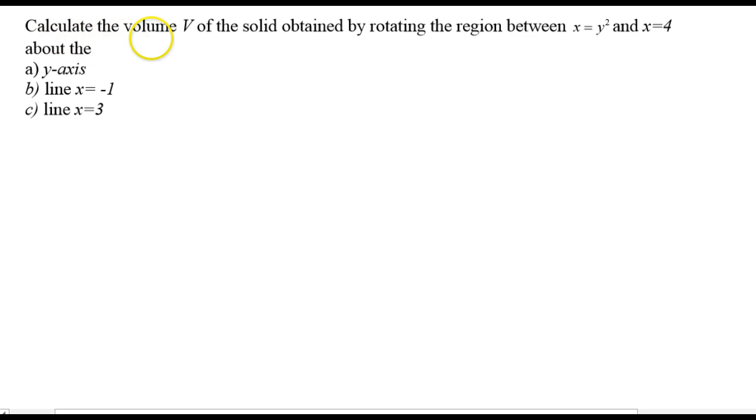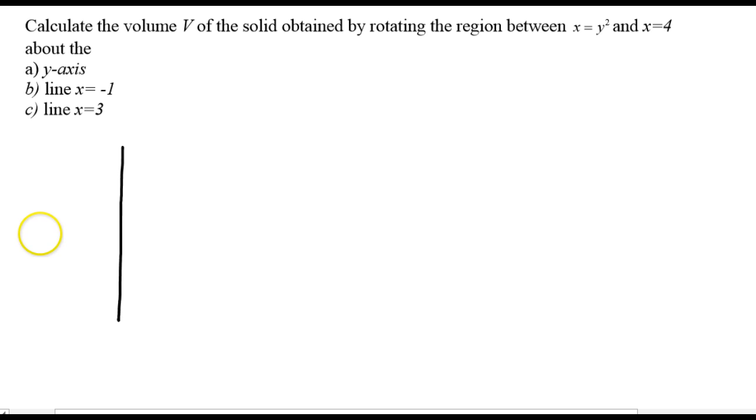Alright, in this next example, calculate the volume V of the solid obtained by rotating the region between x equals y squared and x equals 4 about the a) y-axis, b) line x equals -1, and c) line x equals 3. So it's 3 separate problems, but we're rotating the same region every time. So let's draw that region.